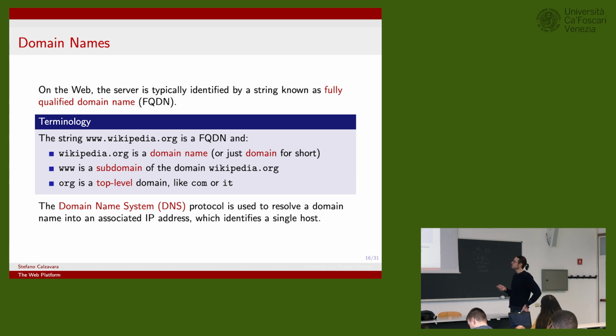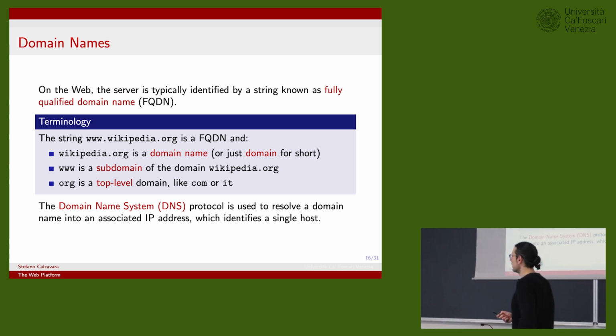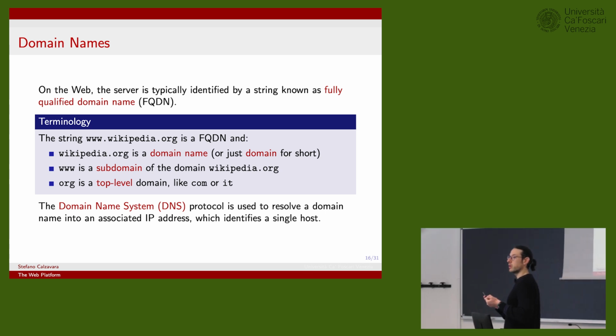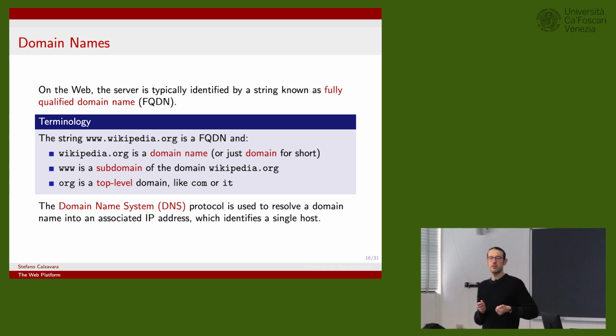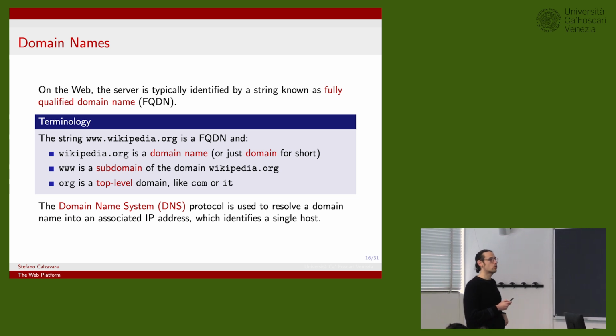So on the web, we normally identify a server using a string, which is called a fully qualified domain name, FQDN for short. So an example of a fully qualified domain name is www.wikipedia.org. Okay? It includes basically the full identity of the server in a sense. So this identifies the machine that you want to communicate with.